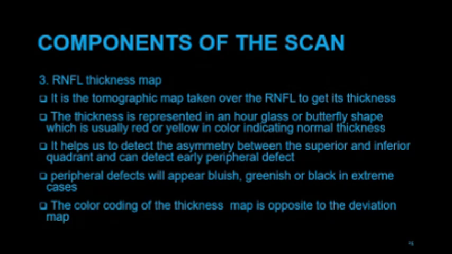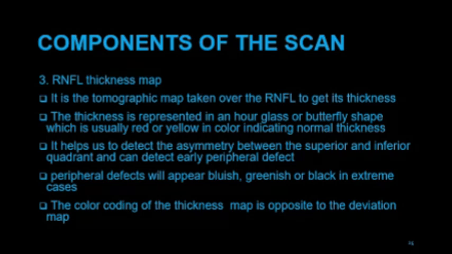So components of the scan again, the third component is the retinal nerve fiber layer thickness map. It is the tomographic map taken over the retinal nerve fiber layer to get its thickness. The thickness is represented in an hourglass or butterfly shape, which is usually red or yellow in color, indicating normal thickness. It helps us to detect the asymmetry between the superior and inferior quadrants and can detect early peripheral defects.